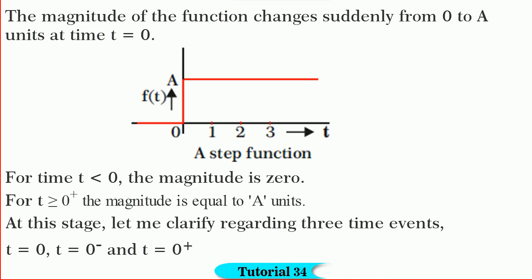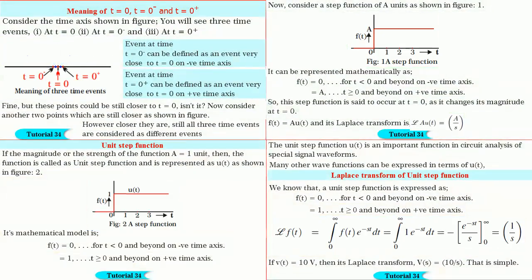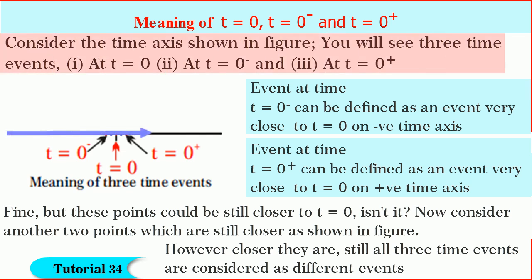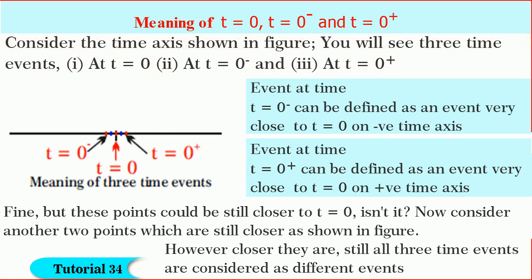At this stage, let me clarify regarding three time events. One t equal to 0, another t equal to 0 minus, and the third t equal to 0 plus. Consider the time axis shown in figure. You will see three time events. One at t equal to 0, second at t equal to 0 minus, and the third at t equal to 0 plus.